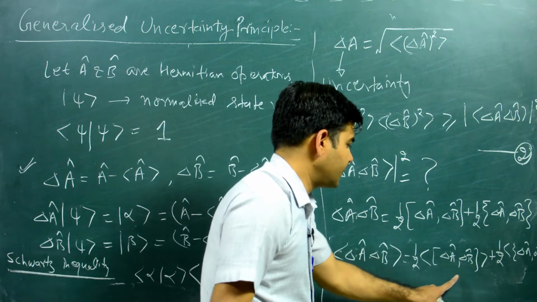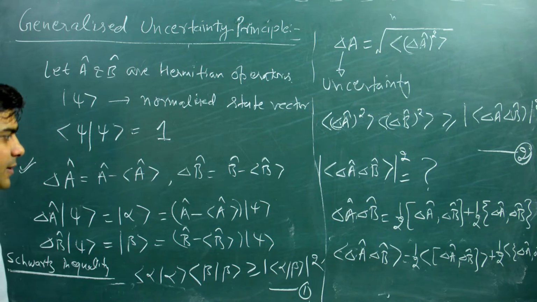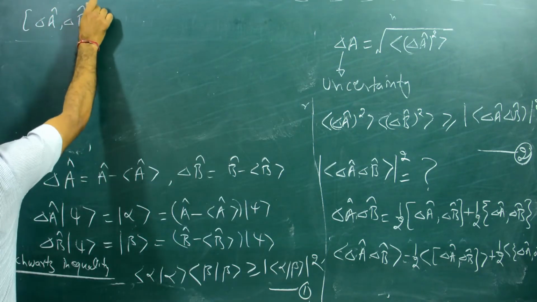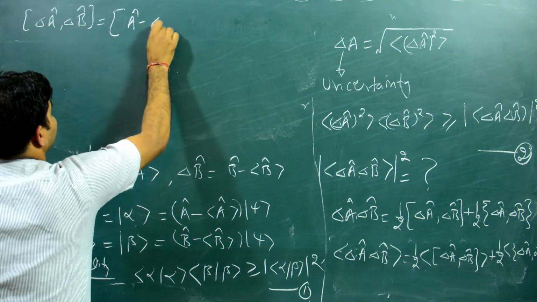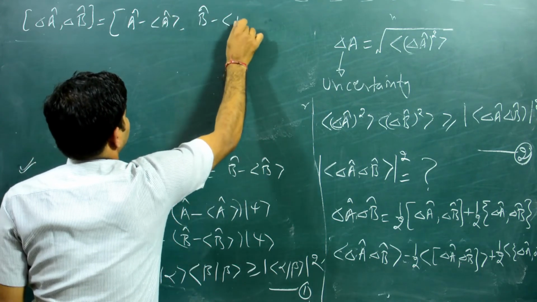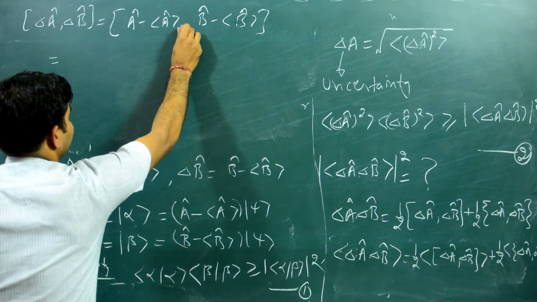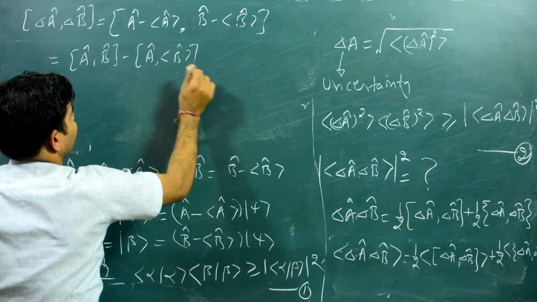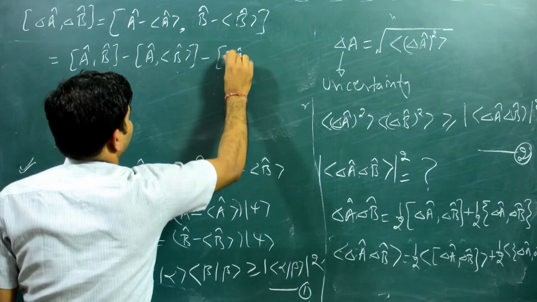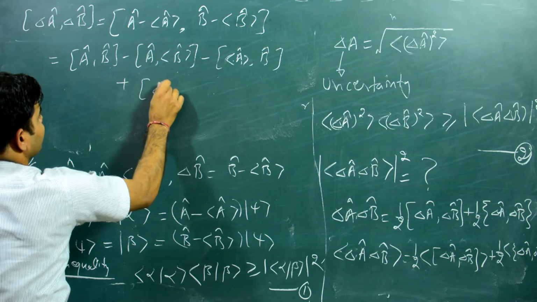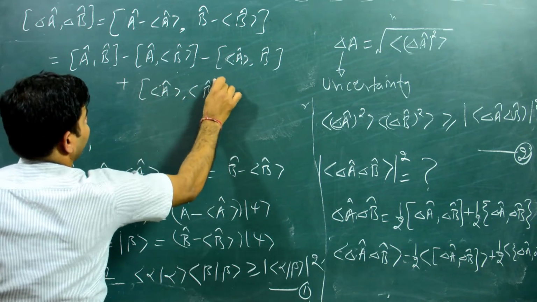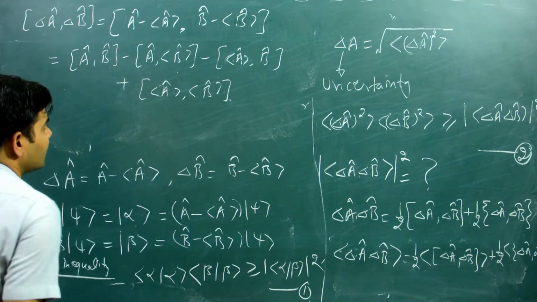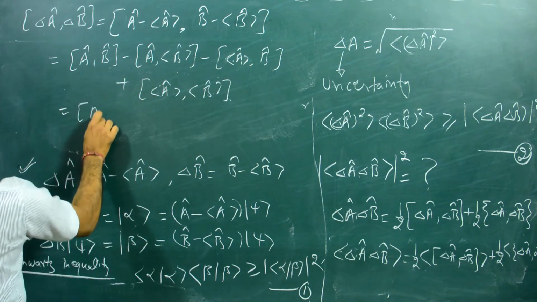So if we calculate this bracket, for example, the commutator of delta A hat comma delta B hat, where delta A hat is A hat minus the expectation value of A hat, and delta B hat is B hat minus the expectation value of B hat. Using the commutator algebra, I can write this as the commutator of A hat, B hat, minus the commutator of A hat with the expectation value of B, minus the commutator of the expectation value of A with B hat, plus the commutator of the expectation values of A hat and B hat. These expectation values will commute with the operator A hat, and similarly here, so ultimately these three brackets are zero, and this is actually equal to the commutator of A hat, B hat.